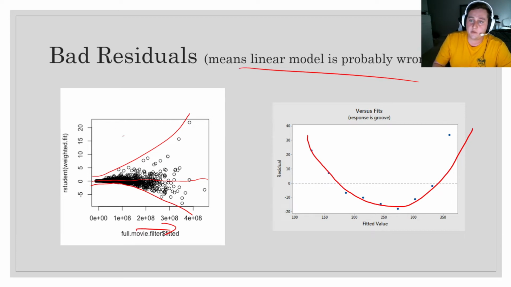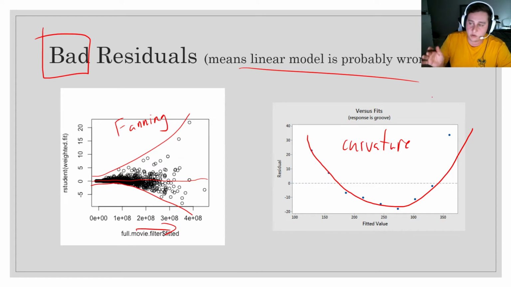So just know if you see fanning, this is fanning, or you see curvature, those two things equal bad. So that means that the linear model is most likely not appropriate for this data.